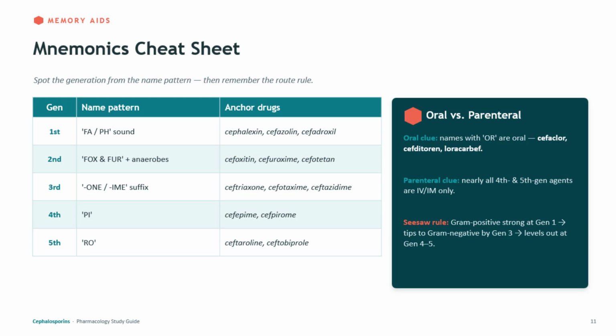Then layer on the route rules. Here's a neat oral clue. Names containing OR tend to be oral: cefaclor, cefditoren, loracarbef. And nearly all 4th and 5th generation agents are IV or IM only. Finally, the seesaw rule ties everything together. Gram-positive is strong at generation 1, tips over to gram-negative by generation 3, and levels out at 4 and 5. Honestly, screenshot this slide, you'll be coming back to it.